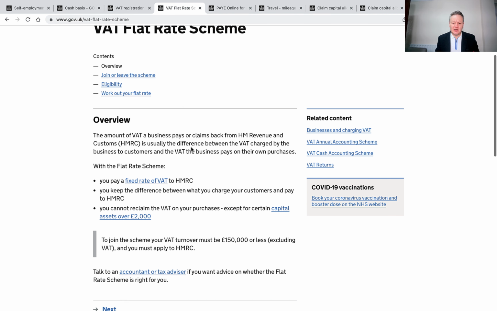Well, HMRC, depending on your business industry, will say to you, well, hey, what we will give you is a flat rate scheme of 10.5%. So you might charge your customers 20%, but you would pay to HMRC 10.5% of your total turnover. Okay, so your total turnover is the number that you would use, and you would pay 10.5% over to HMRC. The advantage of that is the fact that you have less administration, it's easy to calculate, and away it goes.